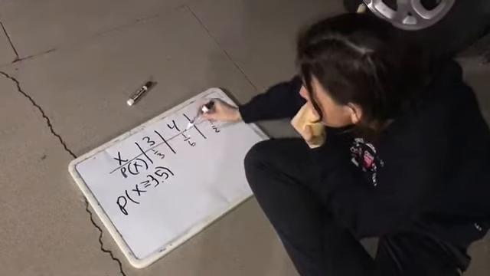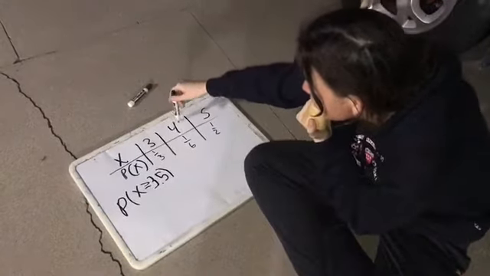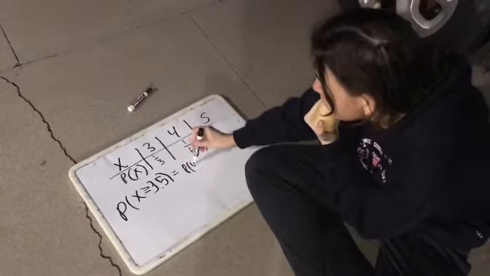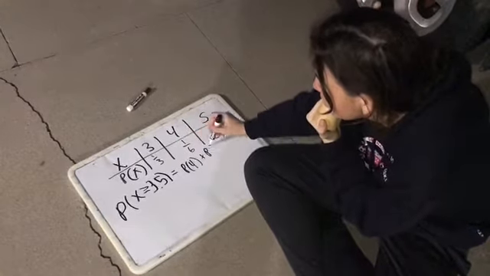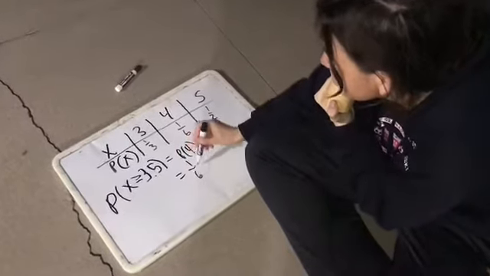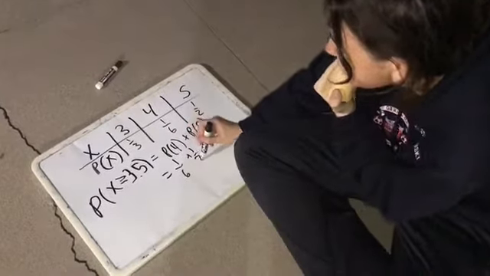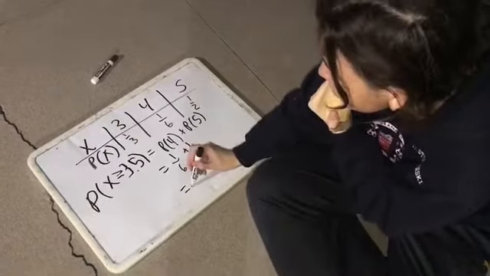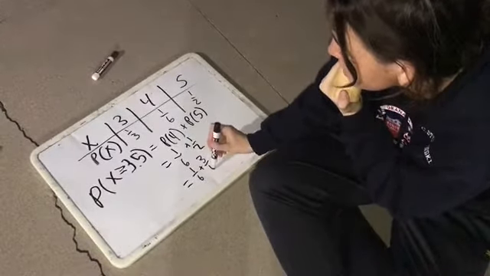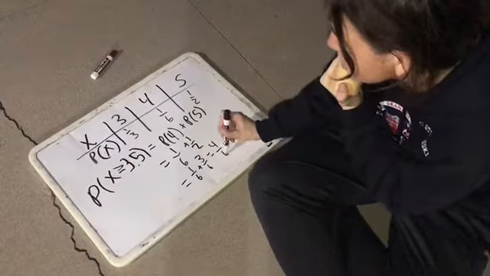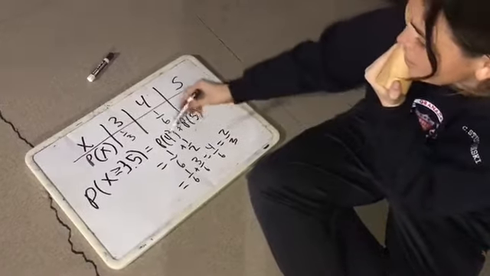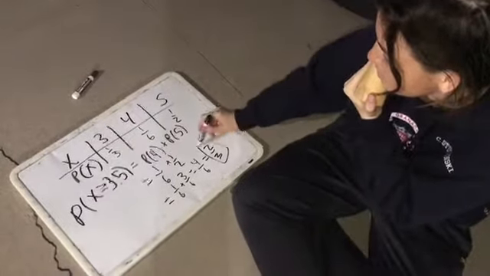Well, as we can see, those numbers would be the probability of 4 and probability of 5. So we just do probability of 4 plus the probability of 5. That's going to equal 1/6 plus 1/2. We're then going to give them a common denominator, which would be 6. So we have 1/6 plus 3/6 equals 4/6, and then simplify that to get 2/3. And that is the probability that x is greater than or equal to 3.5.